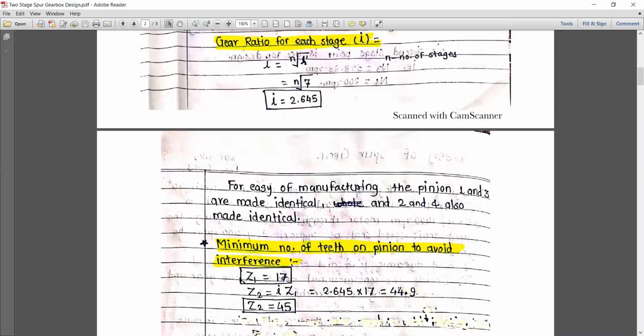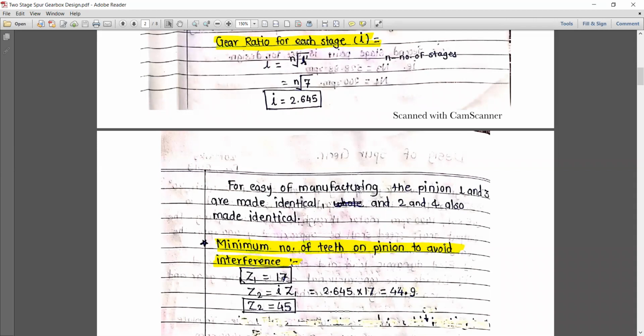Now next, we need to identify the minimum number of teeth on the pinion to avoid interference. So what we are going to do is design the first pair in two stages, and we will use the same pair in the second stage as well. So here you use the same identical gears and pinions so that your design will be easier. Otherwise, if you change the type of gear, you need to redesign it.